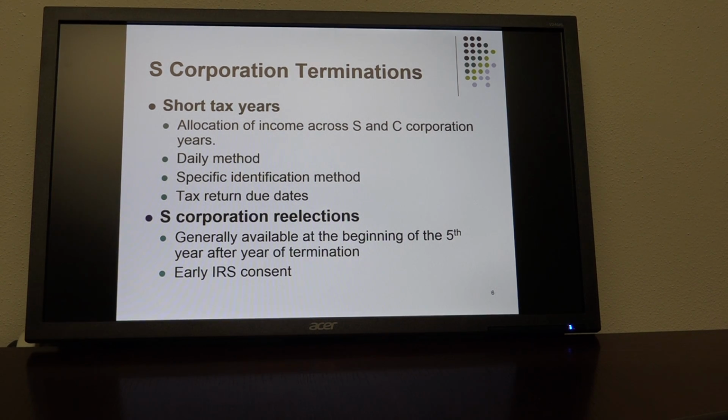Note here, if you either voluntarily or involuntarily terminate your S corp status, you can re-elect to become an S corp, but you cannot actually be an S corp again until the beginning of the 5th year after the year of termination. Now, again, there's an exception here. You might be able to convince the IRS to become an S corp sooner, and so you can get their consent.